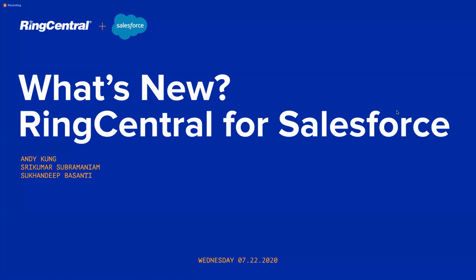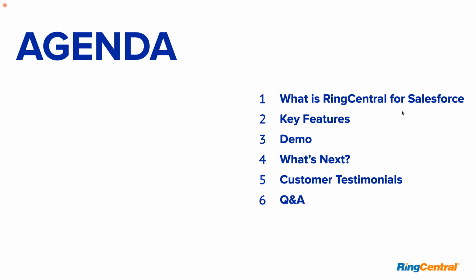So moving on to the agenda. Today's agenda includes a quick introduction to RingCentral for Salesforce, for those that are new to RingCentral or this integration. Shrikumar will then walk us through a demo of our latest 6.7 release. Also, he's going to be speaking to our newest integrated feature, High Velocity Sales, with Andy Kung from Salesforce. He'll then give a quick rundown on what we have coming up next. We will conclude with some customer testimonials we believe you'll be able to relate to, and then open the webinar up for Q&A.